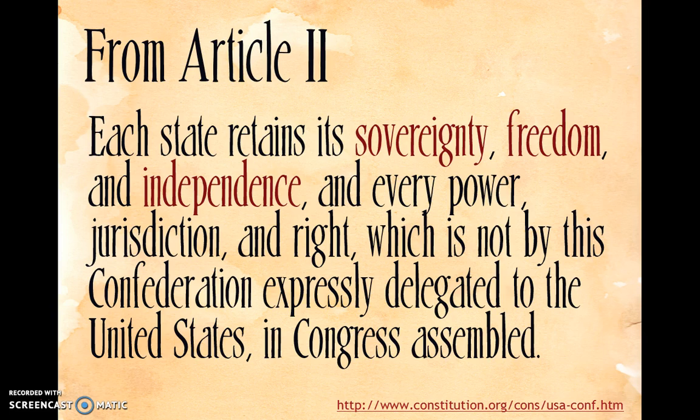There are 4 defining characteristics of a state. One is that it has a population, a group of people, living within a territory, right? The territory boundaries is the second one. That has a government, the third one, to exercise its sovereignty, which is the fourth one, right? So those 4 things, sovereignty being the big key right there. So Article 2 of the Articles of Confederation, again, makes it clear that each state is sovereign.